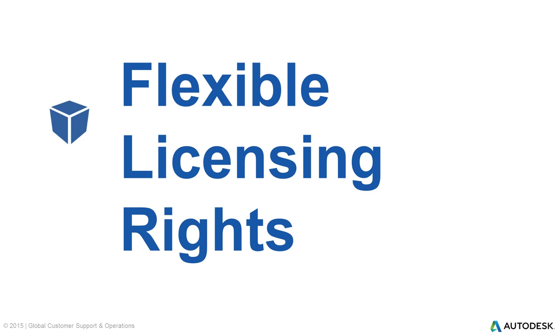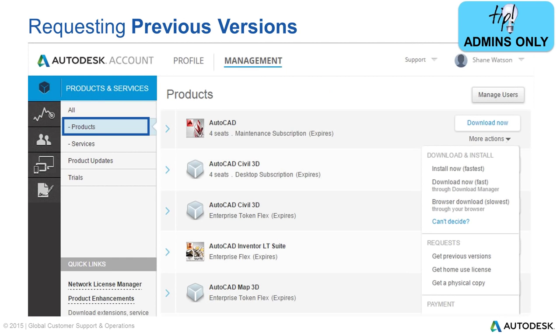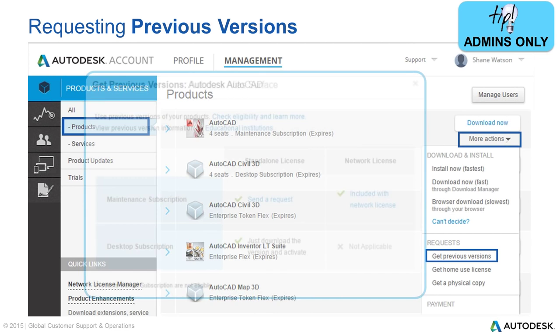Moving on, one of the best benefits of subscription is that it features flexible licensing rights, so users can have the right tools at the right time wherever their location. Let's start with requesting your previous version. So we're still on that Products and Services page under the Products tab. Having access to previous versions of the software means you can be better prepared to work with customers who may not be using the latest Autodesk technology. In the Autodesk account, from the Action menus on the Products and Services page, you can click Get Previous Versions, and then a window will pop up.